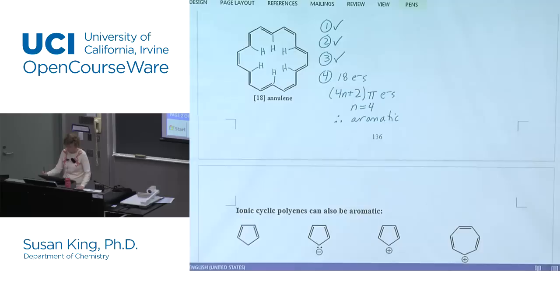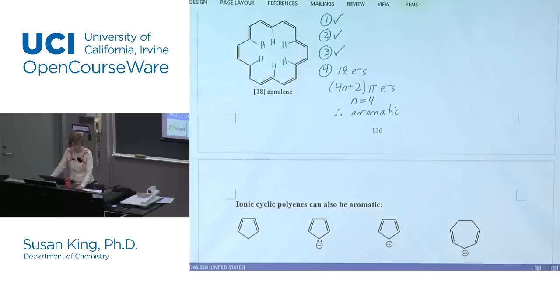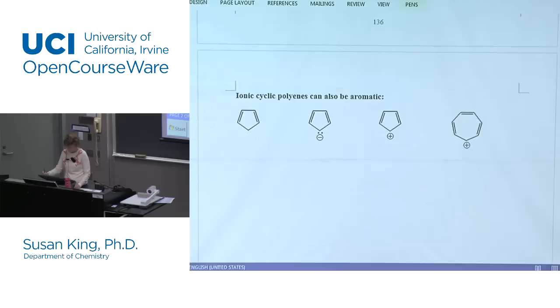Ionic cyclic polyenes can also be aromatic, so there's other ring types that we need to consider. Let's go through this. We're going to follow the same steps here. Step one for each of these: is it in a ring? Yes, it is. Yes, it is. Yes, it is. Yes, it is. That's the easiest one.